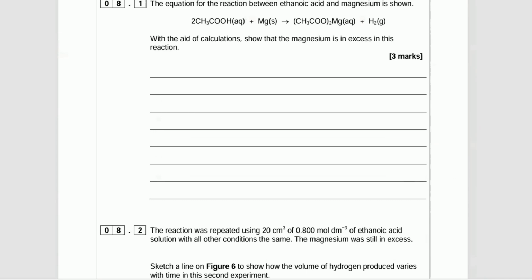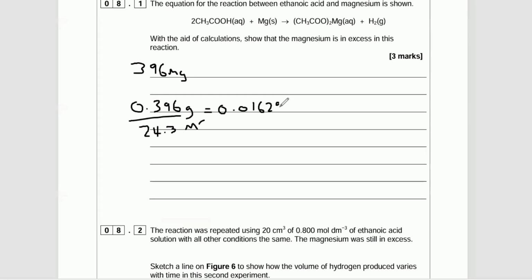So with the calculations, basically we need to do mass. 396 milligrams is the mass. Bearing in mind we need to convert that to grams, so it's actually divided by 1,000, you get 0.396 grams. We're going to divide that by the Mr, and that's the magnesium. The Mr, or Ar in this case because it's not a molecule, is 24.3, and that is going to give me my moles of magnesium. Now, I'm going to write this down as 0.01629, and that is the moles of Mg.